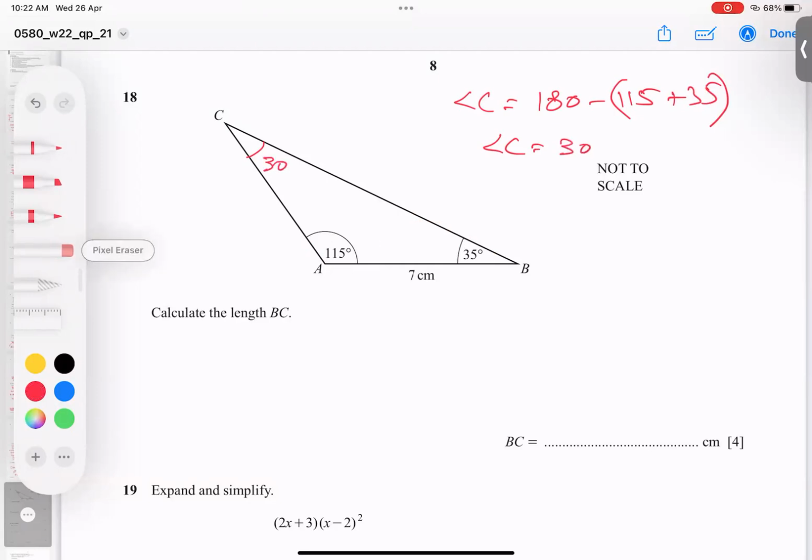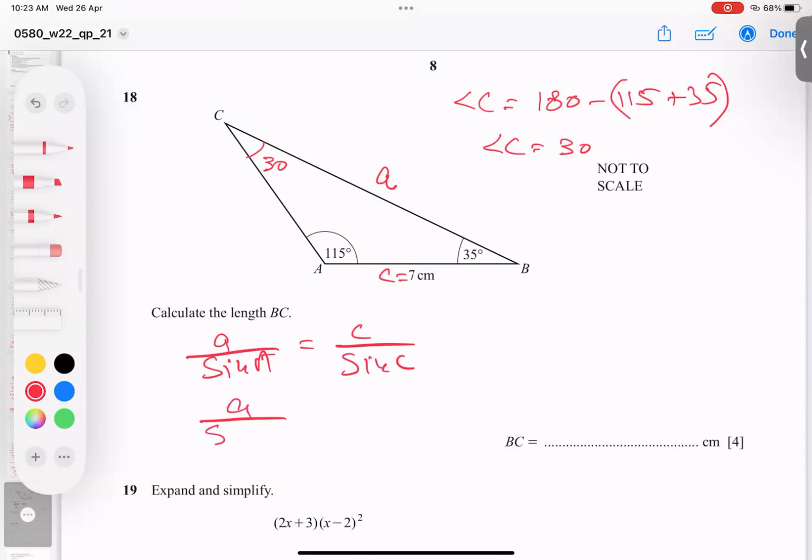Now I can use a pair. This side and angle are given. I repeat: this side and angle are given, and this side and angle I can find. So I'm using the sine rule. In front of A, this is called small a. In front of C, this is called small c. So I'm using a by sine capital A equals c by sine capital C. Plug in all the values: capital A is 115, c is 7, and capital C is 30.